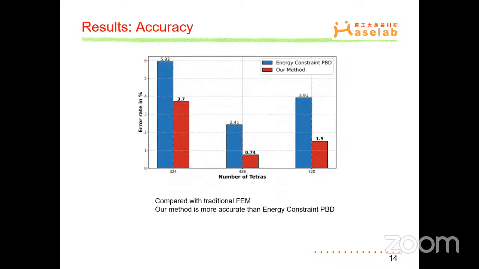For the accuracy, we compare our method with energy constraint PBD with a traditional finite element method. The green one is the energy constraint PBD, and the red one is our method. We select three different models, and in all the three conditions, we get more accurate results than the energy position based method.